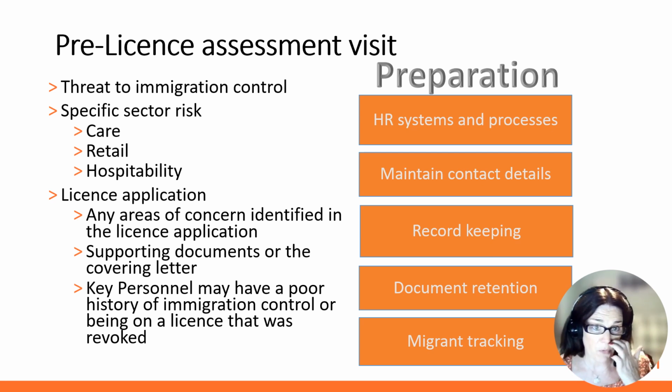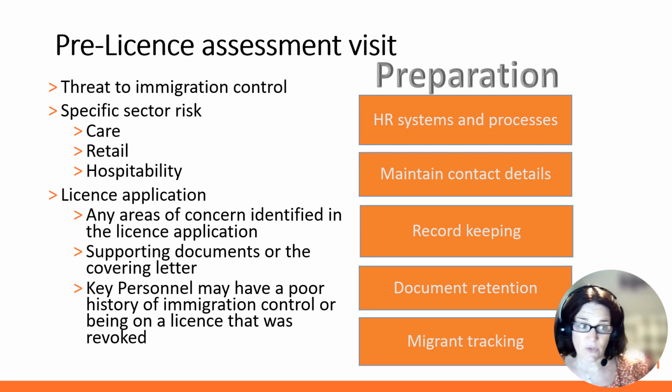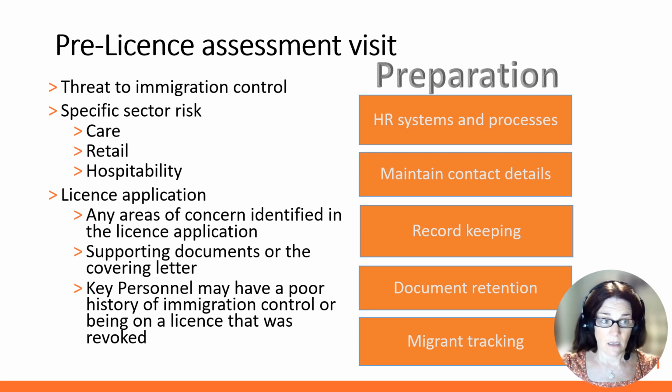So how should an organisation prepare for a pre-licence visit? Sponsors must be able to demonstrate the 5 key areas of responsibility in maintaining sponsorship duties. They must have a robust HR system and processes for monitoring immigration status. They should also be capable of maintaining contact details and work locations for their workers. They should demonstrate accurate record keeping and recruitment data if applicable. They should also be able to demonstrate they can retain documents for all mandatory information, including right to work, references, DBS certificates, payslips, etc.